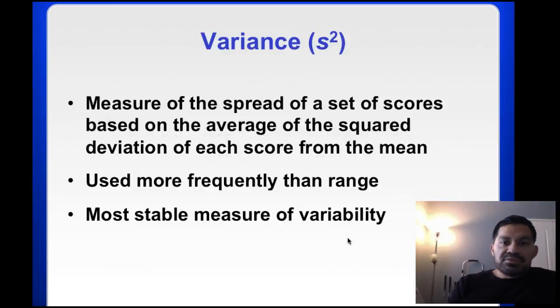Variance is a measure of the spread of a set of scores based on the average of the squared deviation of each score from the mean. This is definitely used more frequently than range because it explains the difference in scores a little bit better. Like it says right there, it's the most stable measure of variability.